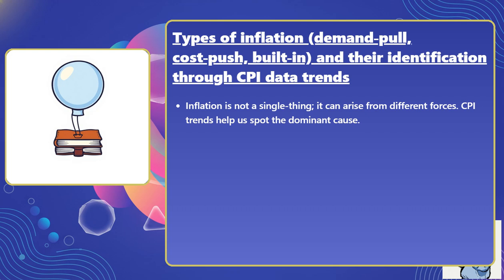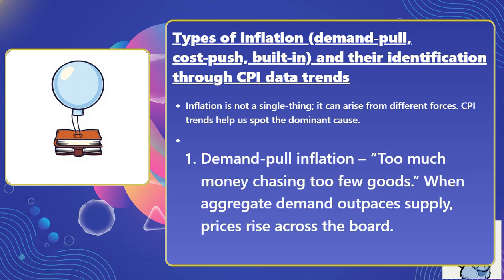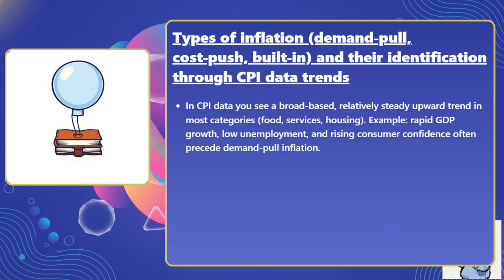Inflation is not a single thing, it can arise from different forces. CPI trends help us spot the dominant cause. Number 1. Demand pull inflation, too much money chasing too few goods. When aggregate demand outpaces supply, prices rise across the board. In CPI data, you see a broad-based, relatively steady upward trend in most categories: food, services, housing.